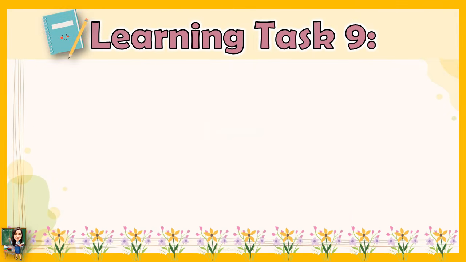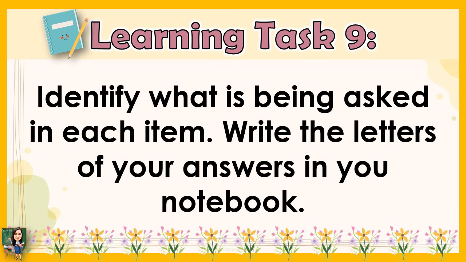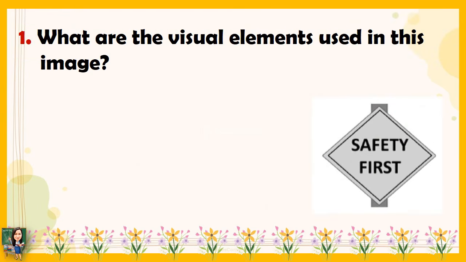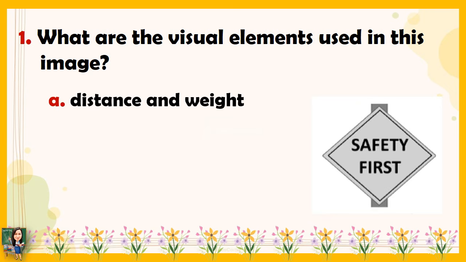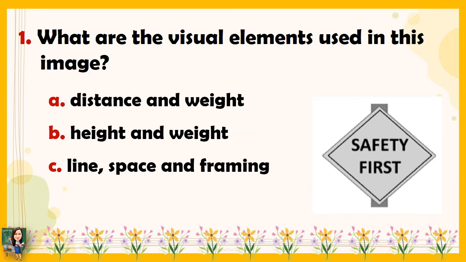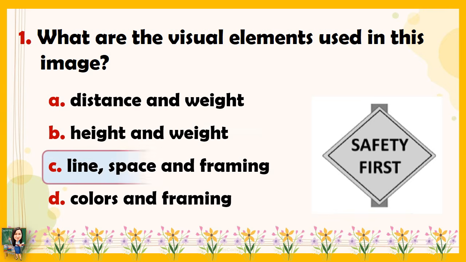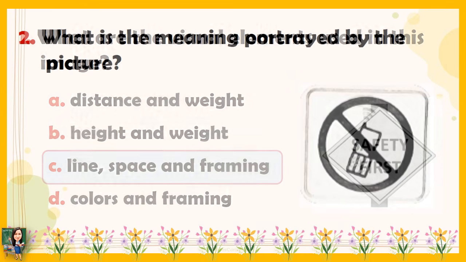Learning Task 9. Identify what is being asked in each item. Write the letters of your answers in your notebook. Number 1. What are the visual elements used in this image? A. Distance and weight. B. Height and weight. C. Line, space, and framing. D. Colors and framing. What is the correct answer? Very good. The correct answer is letter C. Line, space, and framing.